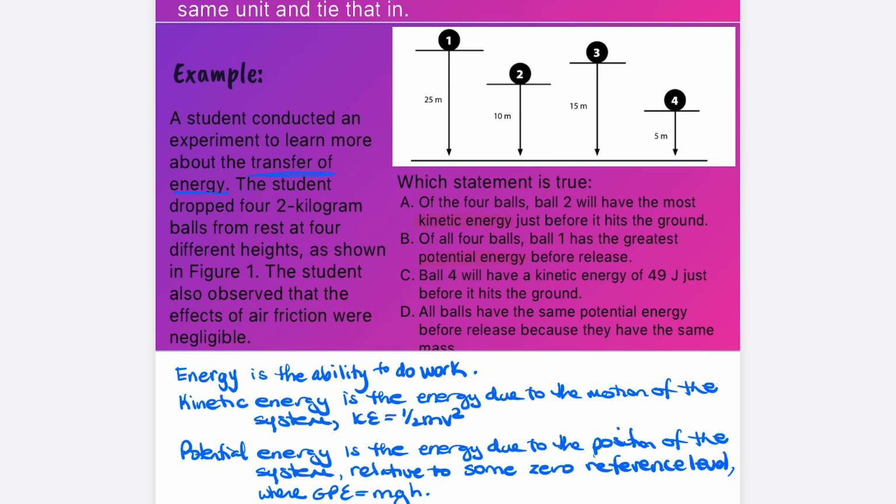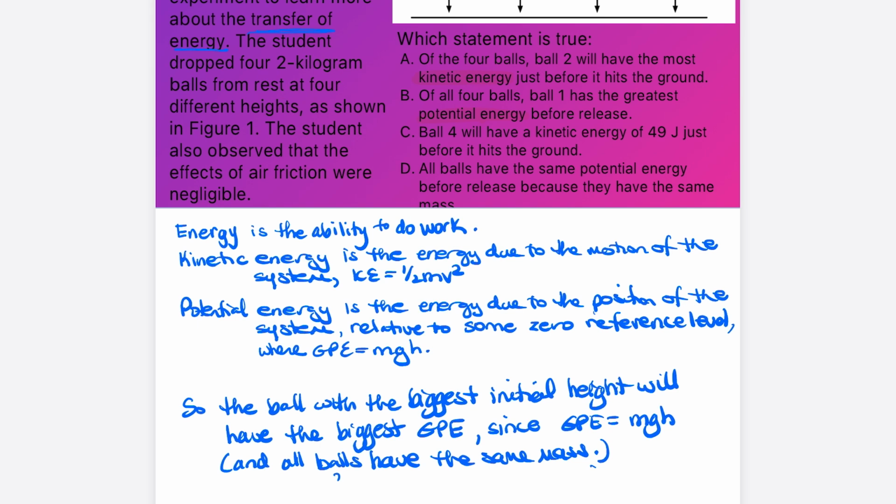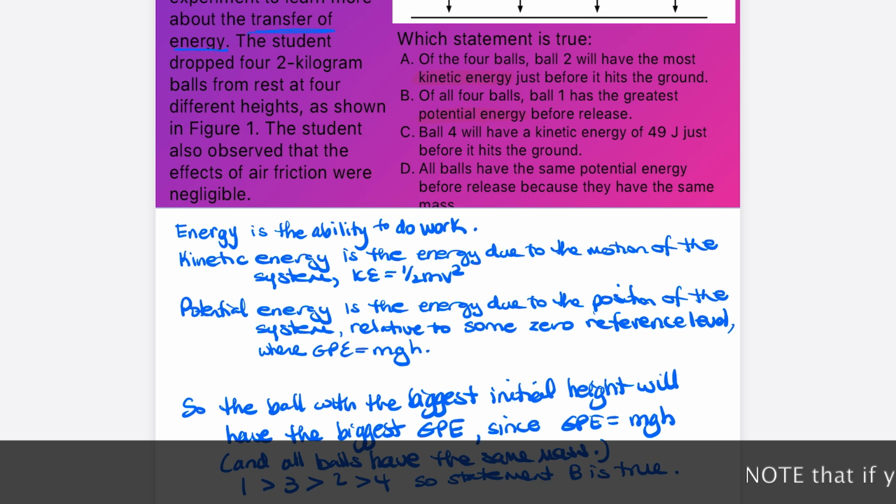The ball with the greatest initial height will have the biggest GPE since GPE is equal to mgh. All balls have the same mass, therefore 1 is going to be greater than 3, which will be greater than 2, which is going to be greater than 4. You don't even need all of that, but you can just simply say that B is true once you've given the reason. Putting that reason and setting up with all the definitions is very important. You could go on to say why the other ones cannot be true.